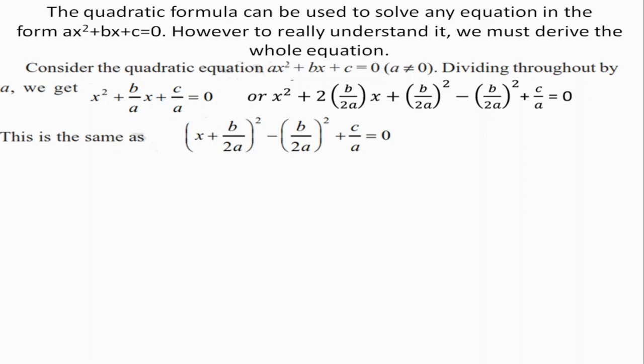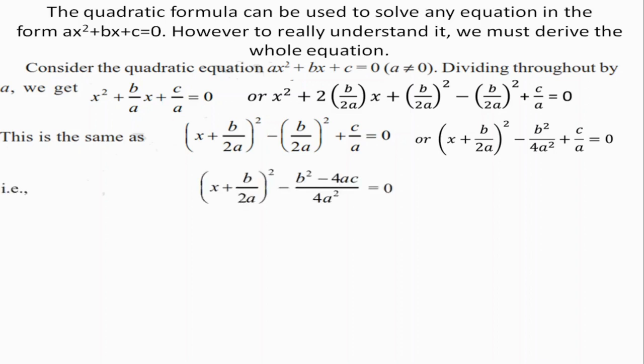So this becomes (x plus b upon 2a) whole square minus (b upon 2a) whole square plus c upon a, and again we solve it. So this becomes minus b square upon 4a square plus c upon a is equal to 0. Again taking LCM, this becomes (x plus b upon 2a) whole square minus (b square minus 4ac) upon 4a square is equal to 0.